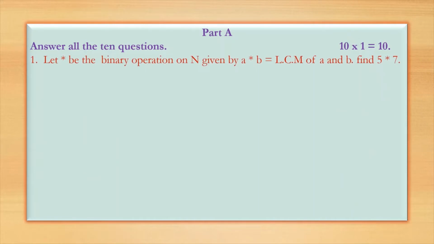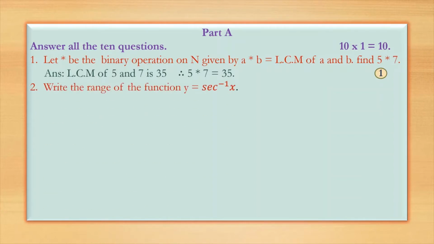The first question is, let star be the binary operation on N given by a star b is equal to LCM of a and b. Find 5 star 7, means LCM of 5 and 7. Because the binary operation star is finding the LCM of the given numbers. As we all know, the LCM of 5 and 7 is 35. Therefore, 5 star 7 is equal to 35, which will be awarded 1 mark.